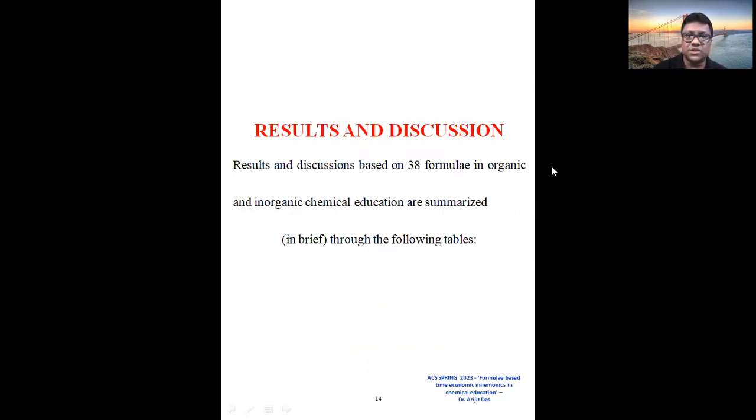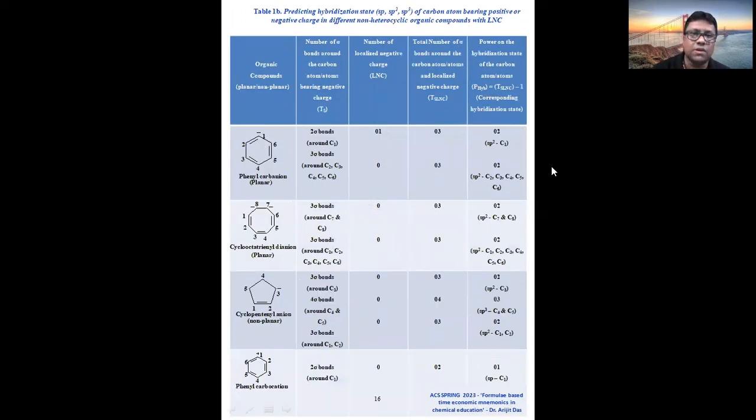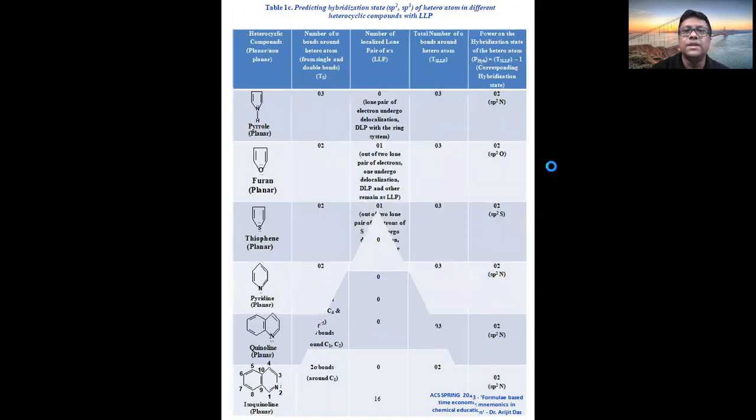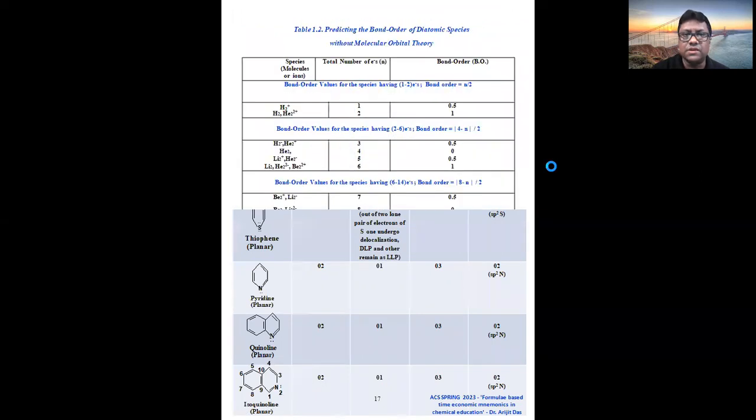In the results and discussion section, results based on the 38 formulas in organic and inorganic chemical reactions are summarized in brief through the tables below. The first table is for prediction of hybridization state. The second table is also for prediction of hybridization state for organic compounds bearing positive charge. The third is for prediction of hybridization state for heterocyclic compounds.